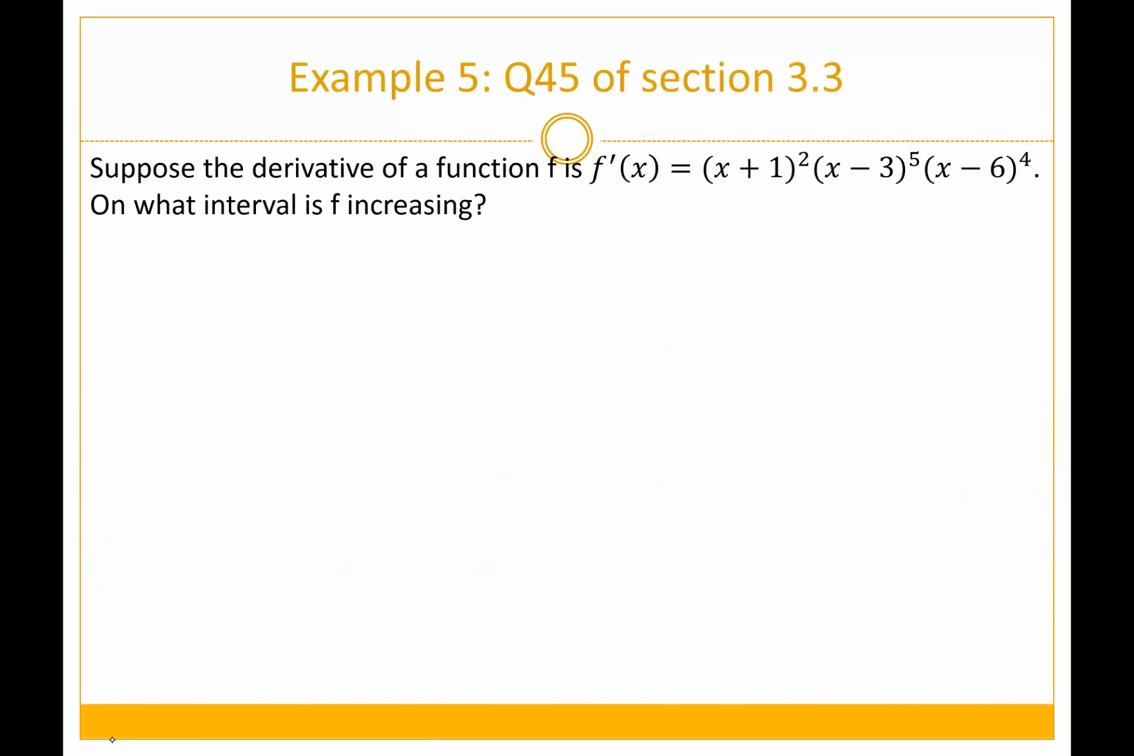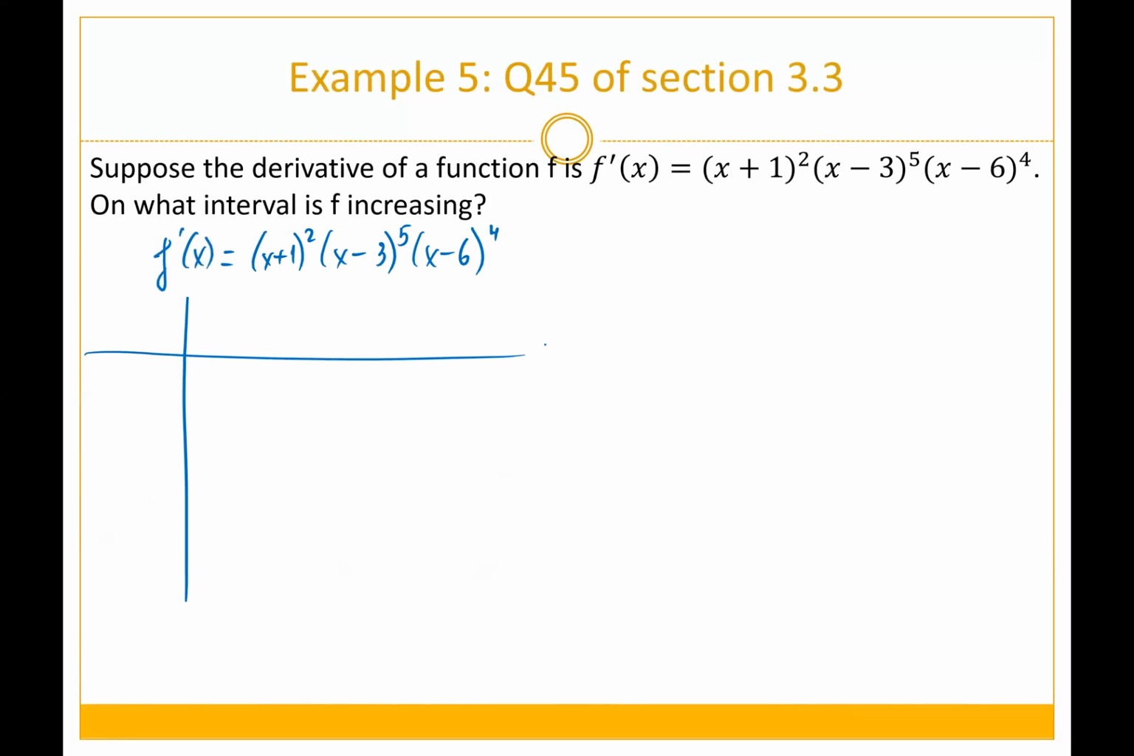Suppose the derivative of a function is that one. On what interval is f increasing? And so this is where the table that I used earlier really comes into play because it really helps us to solve the problem. You were given already the first derivative of f, which is x plus 1 squared, x minus 3 to the 5th, and x minus 6 to the 4th. Now, when you set it equal to 0, of course you have three values that can give it equal 0: negative 1, 3, or 6.